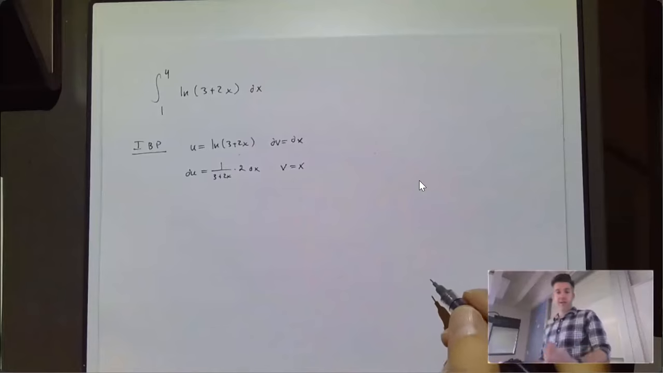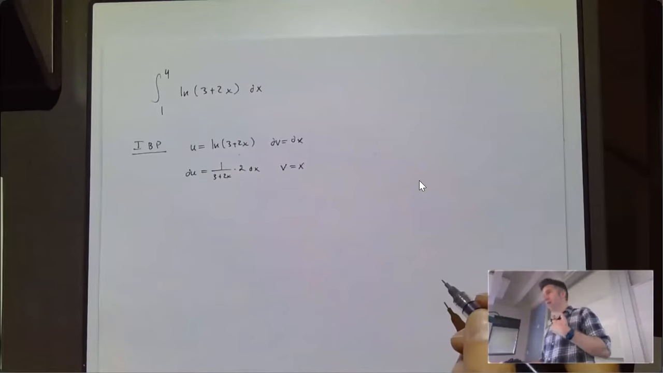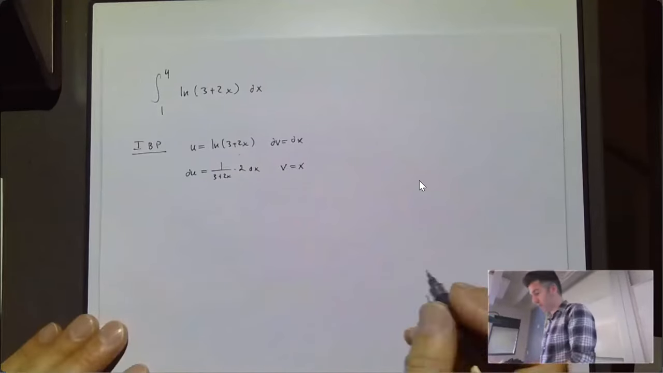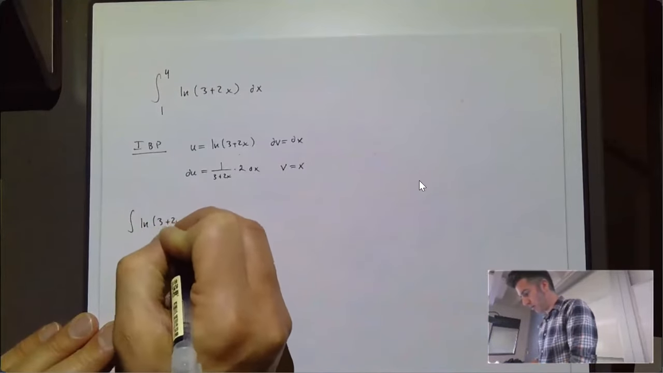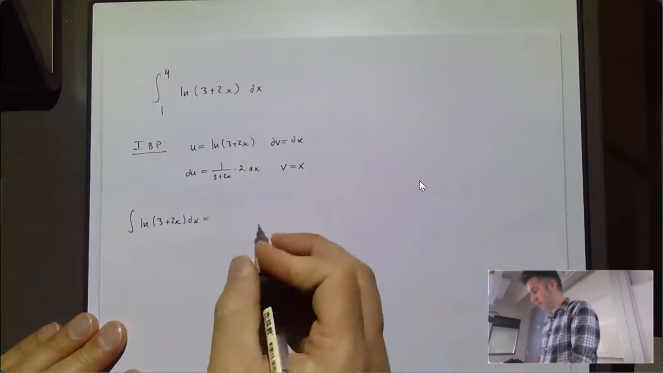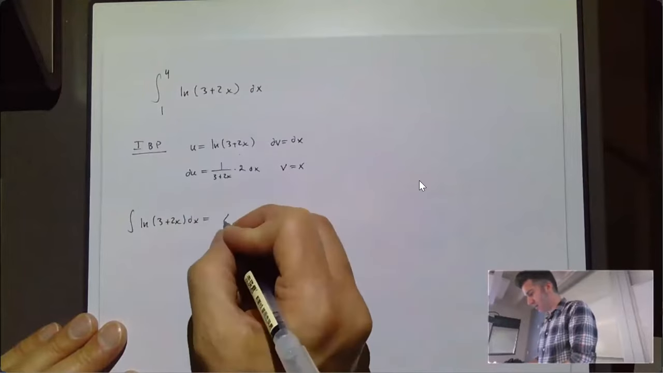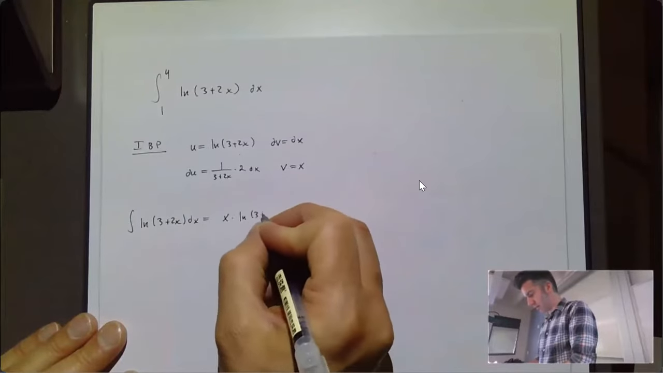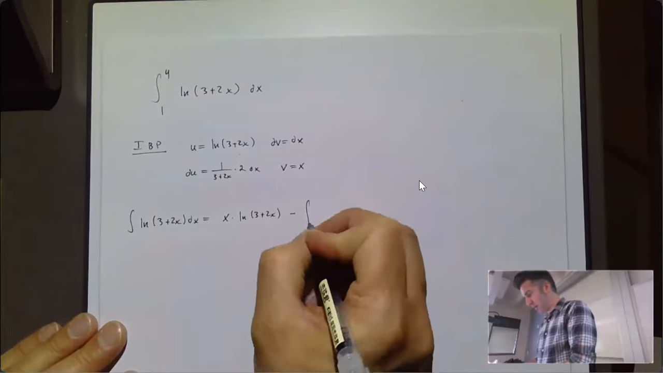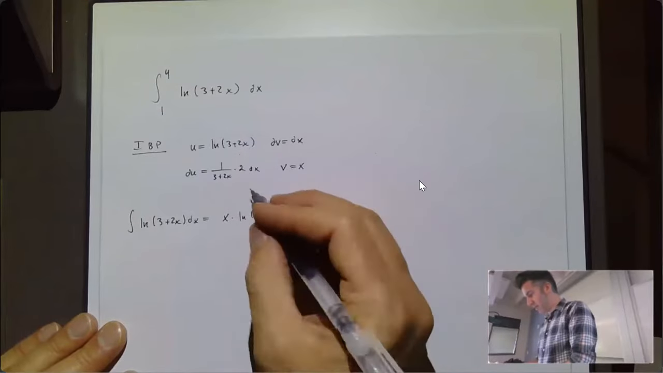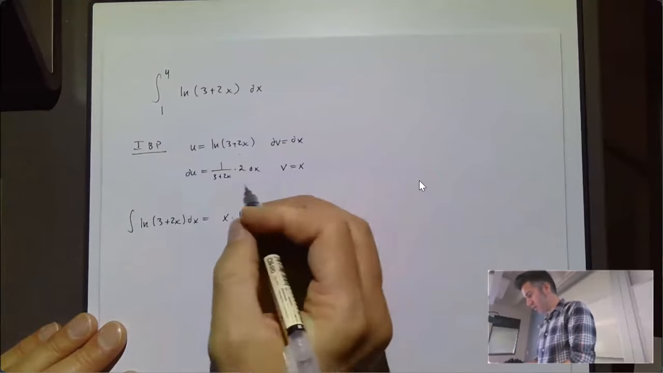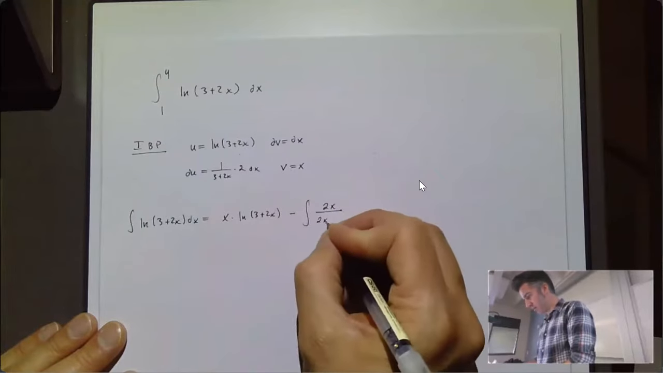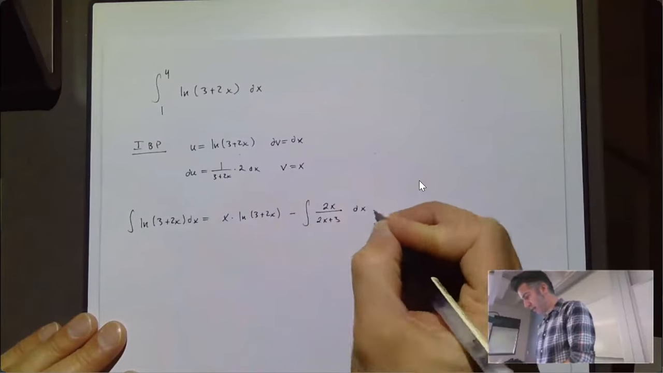We're going to find out if this was the right way to do it. I mean, it's not wrong. It just might not be the nicest way to do it. So let's rewrite our integral of the natural log of 3 plus 2x dx as our u times v, so x times the natural log of 3 plus 2x, minus the integral of v du. So v du is going to be 2x over 2x plus 3 dx.